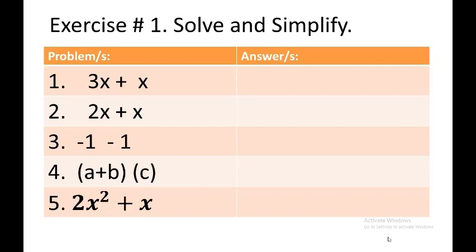Number 4, the sum of a and b times c, or a plus b times c. Number 5, 2x squared plus x. Your time starts now.